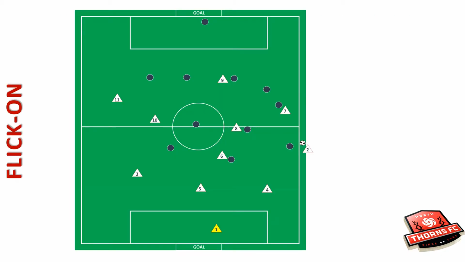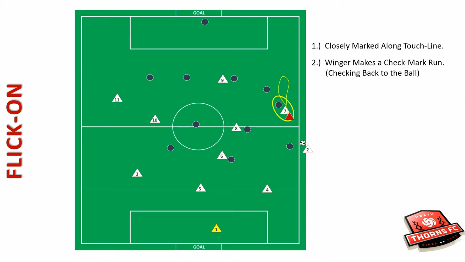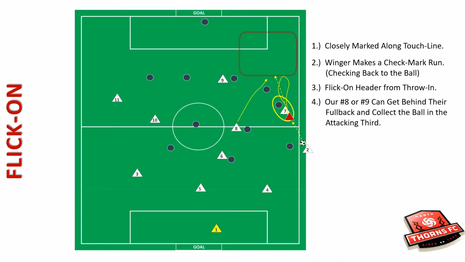A good time to consider using a flick-on header from a throw-in is when the ball is in the middle third or in the final third of play. In this case, our winger runs away from the ball and then checks back, therefore drawing with her the marking player. The ball is then thrown in to our winger's head, who flicks the ball with her head so that it goes behind her and into another player who has, as you can see, plenty of space to begin the attack.